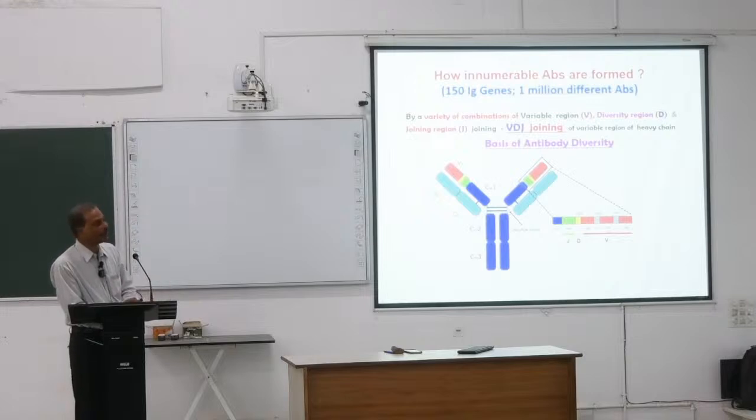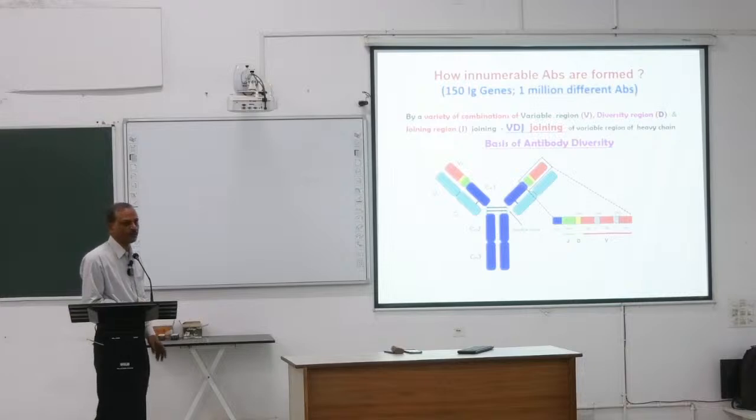That is possible only by a variable combination, recombination of the variable region, diversity region and the joining region. If you look at the variable portion of that antibody binding site, it is formed by three genes, that is V, D and J, and that is called VDJ joining. There will be innumerable combinations of the three, and that is the basis of antibody diversity.